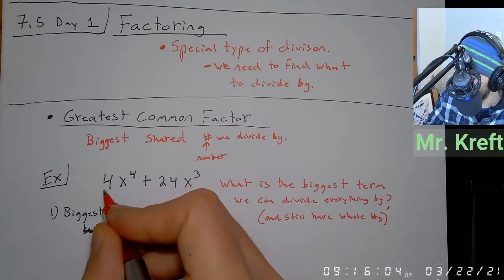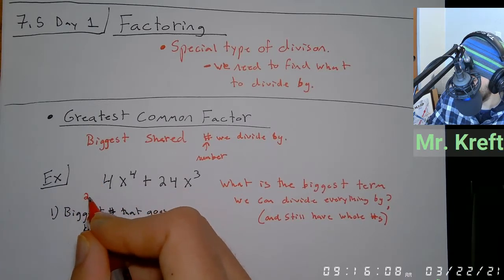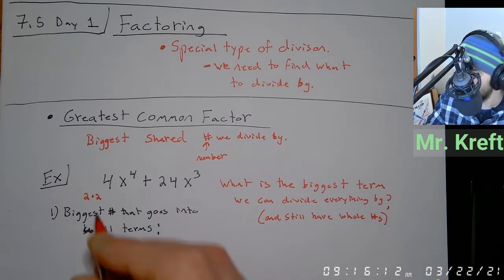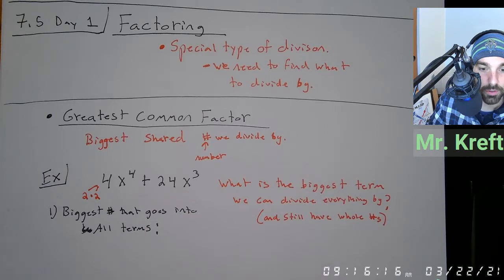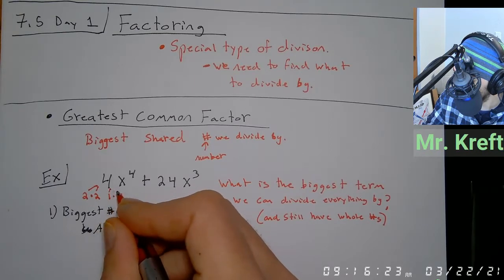Two. Yeah. 2 times 2 is 4. What's another way we can get to 4? There's one more way. So there's 2 times 2 and there's 1 times 4.